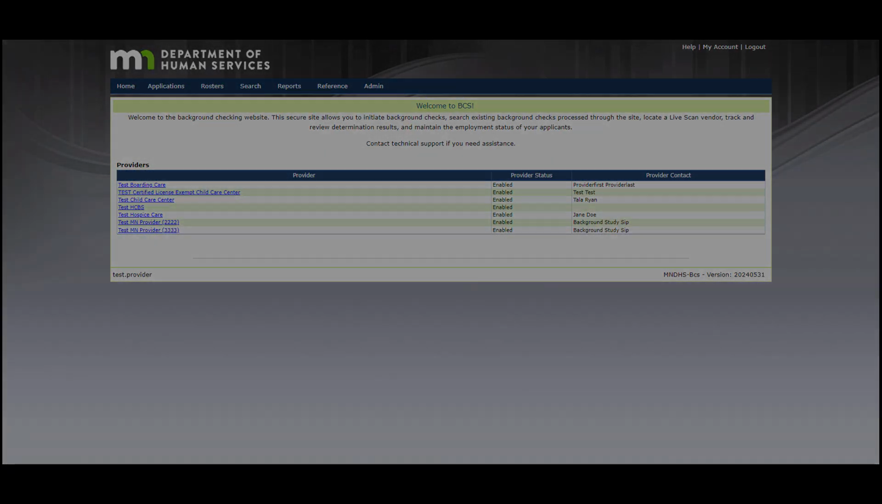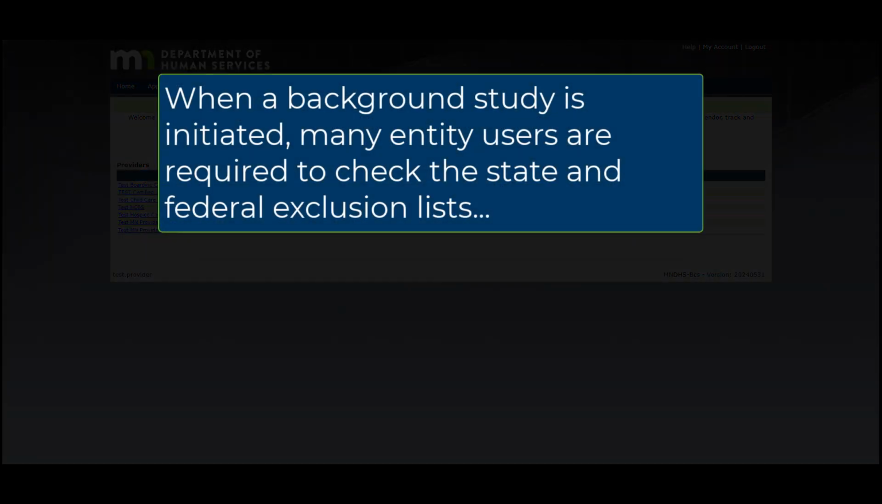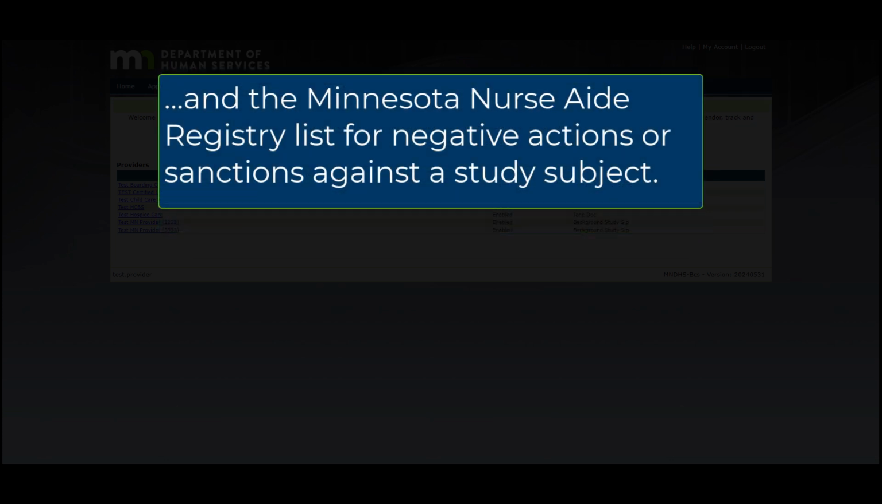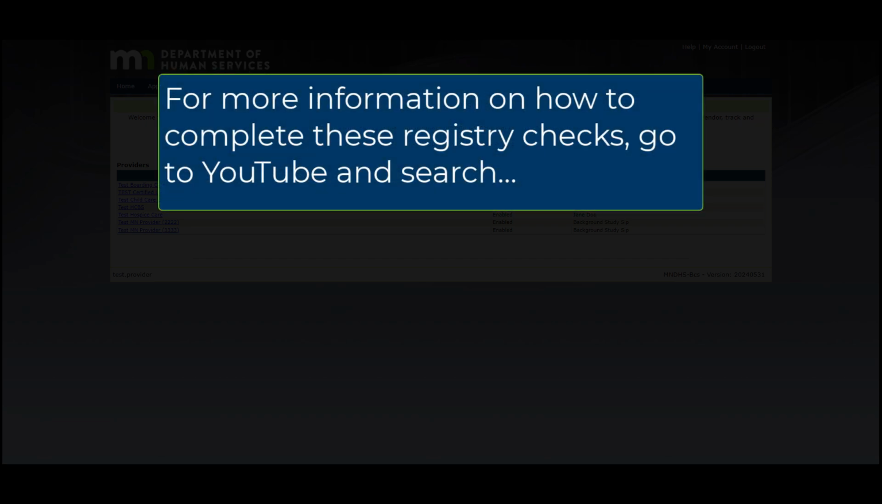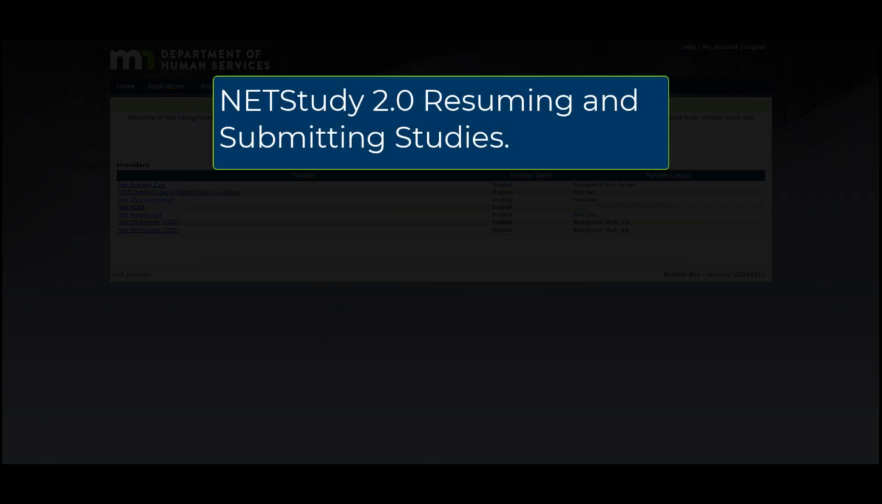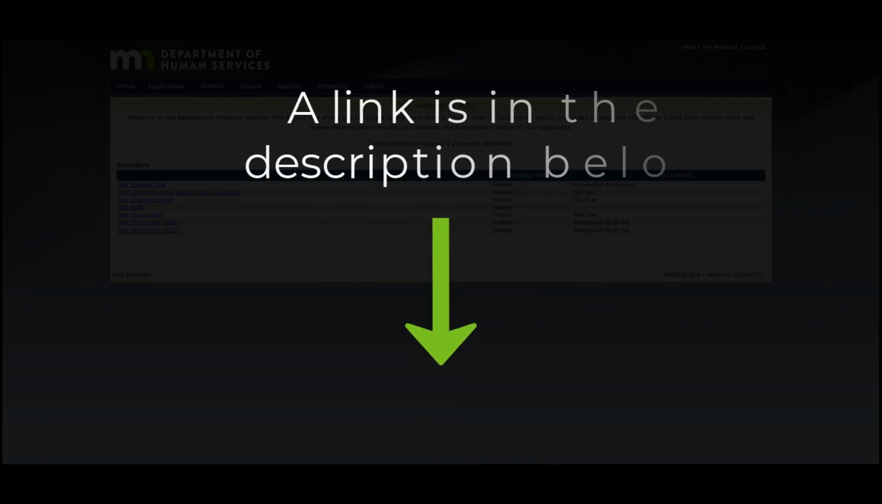Background information about required registry checks. When a background study is initiated, many entity users are required to check the state and federal exclusion lists and the Minnesota Nurse Aid Registry list for negative actions or sanctions against a study subject. For more information on how to complete these registry checks, go to YouTube and search NETStudy 2.0 Resuming and Submitting Studies. A link is in the description below.